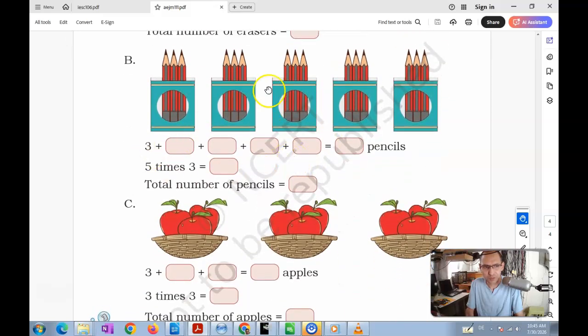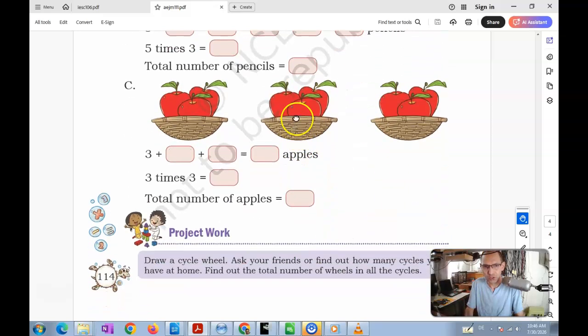Or, for example, over here you have these packets of pencils, and each packet contains 3 pencils. So the total number of pencils would be 3 plus 3 plus 3 plus 3 plus 3, 5 times, which would be 15 pencils in total. So again, instead of writing this long expression, we can write 5 times 3 is equal to 15. Or the total number of apples you can calculate here, 3 plus 3 plus 3 is equal to 9 apples, which would be 3 times 3 is equal to 9, right?